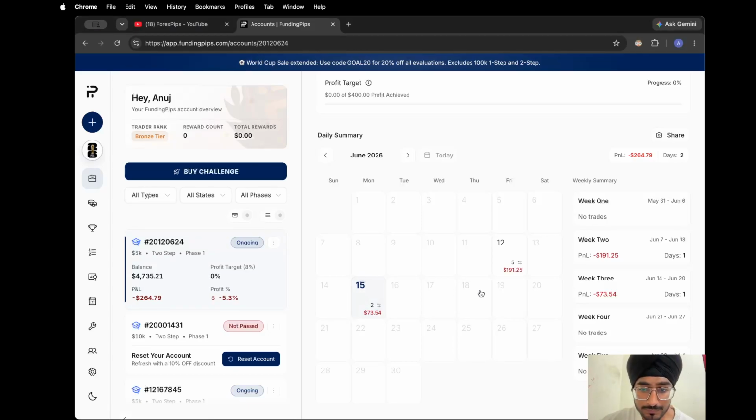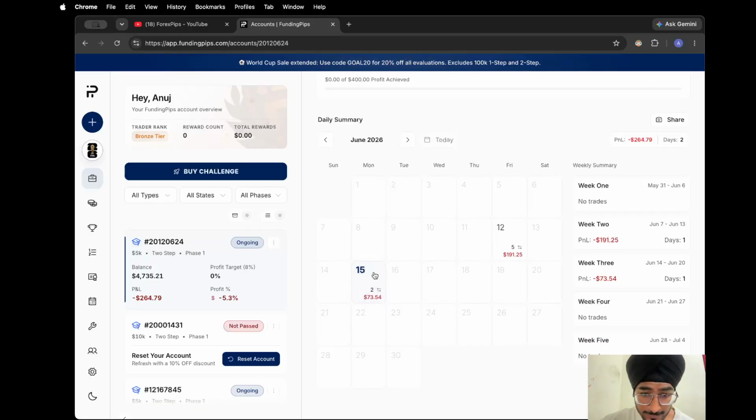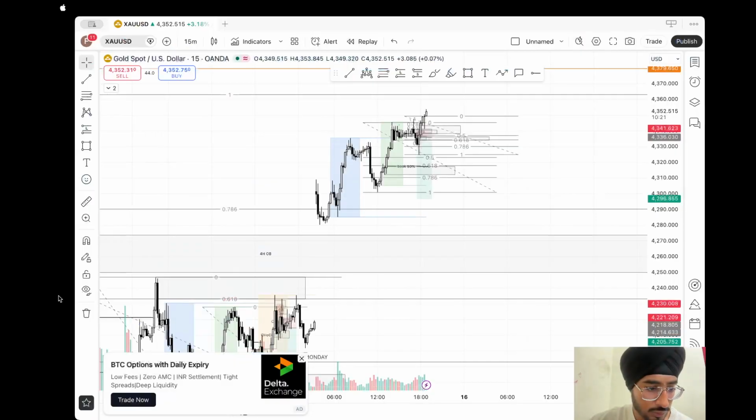So this is day 1 and this is day 2. I took 5 trades here, and here I took only one trade. I just divided it into two lots. So I will quickly jump to TradingView in order to break down the trades that I took.